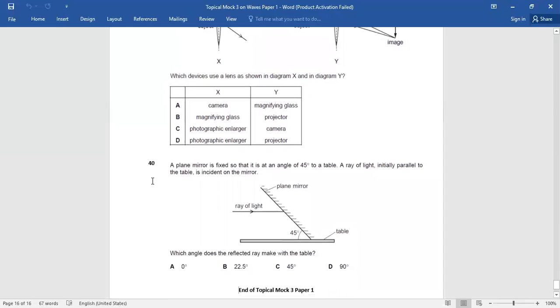And for 40, I gave B over here. What should be the answer? Sir, I'm not sure. Okay, I'm showing you, no problem. If I draw, then you'll understand. Look here, the reflected ray will go like this.